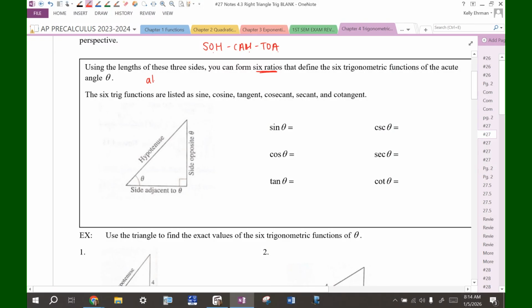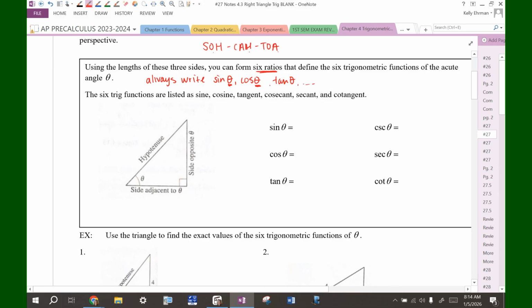One note I want to say is always write the theta. So sine theta, cosine theta. You have to have an angle or a symbol for an angle there. You can't just write sin, cos, tan, whatever. That doesn't mean anything. Just like we would write f of x instead of just f.